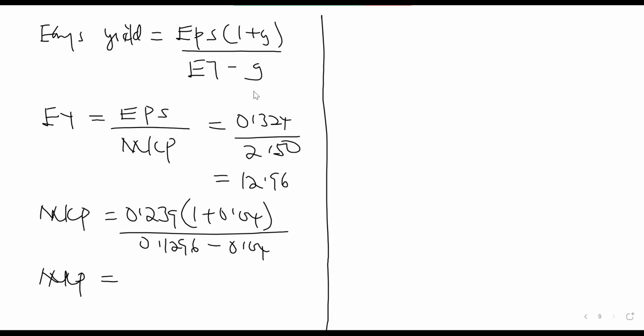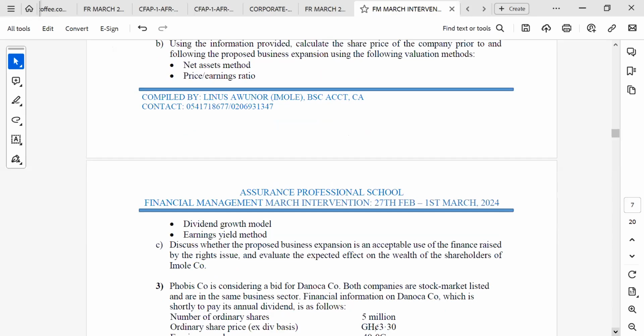Please, what are we getting? 2.77. So that is the value for that particular one too.